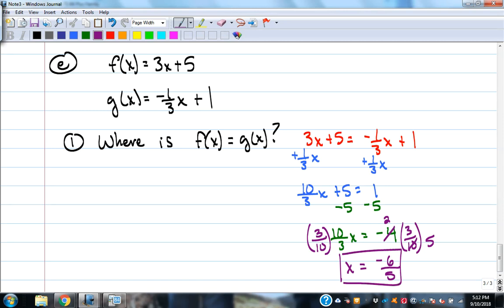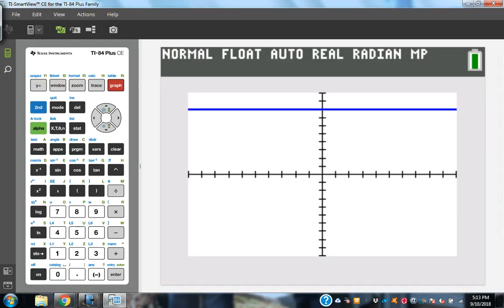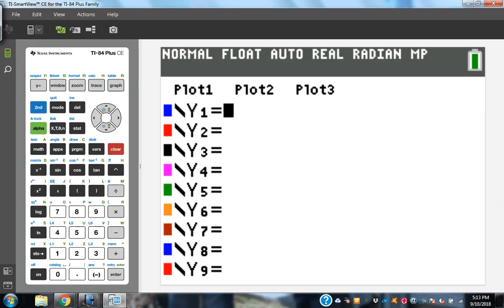That is where f of x is equal to g of x: at the x value negative 6 over 5. That's doing it algebraically. We can do it with a graph as well. If we graph those two equations, where they're equal to each other, it will be where the graphs do what? Cross. That's exactly right. So, I'll show you how you can do that with the graphing calculator. Not always the best method, but a great way to check in case you weren't sure.